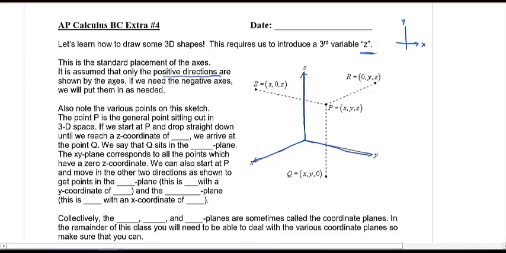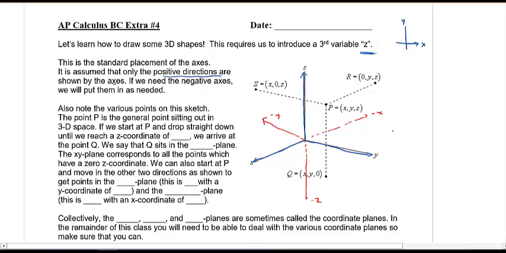And if you think about it, the negative X would just be going the opposite way, like there. So this is like negative X. Negative Y would be this way then, of course. And then negative Z would be going down, okay? Like underground.